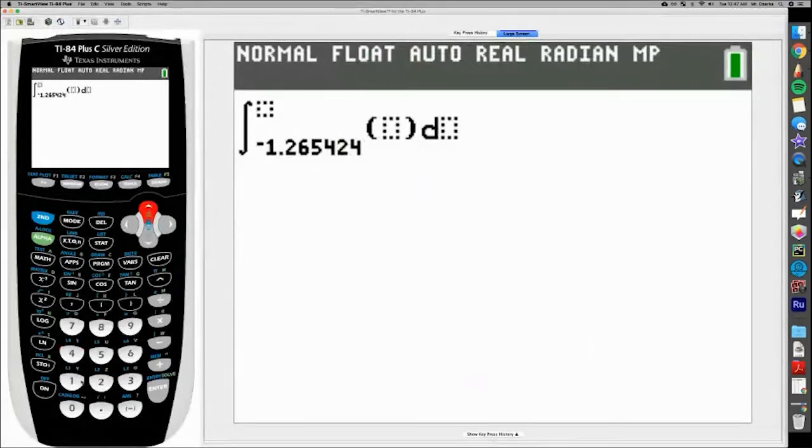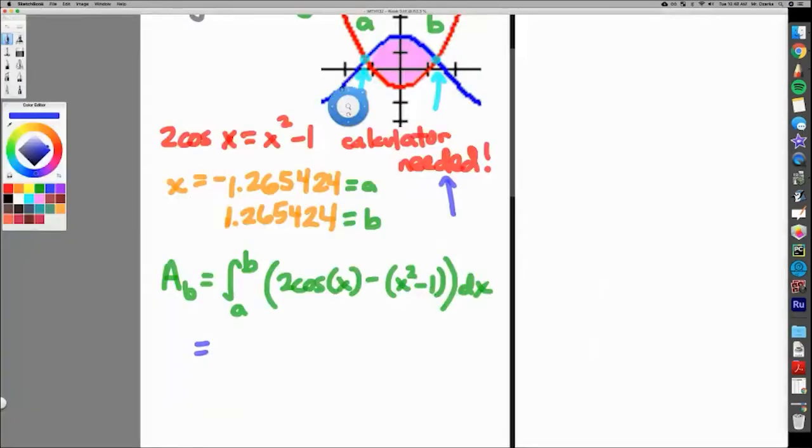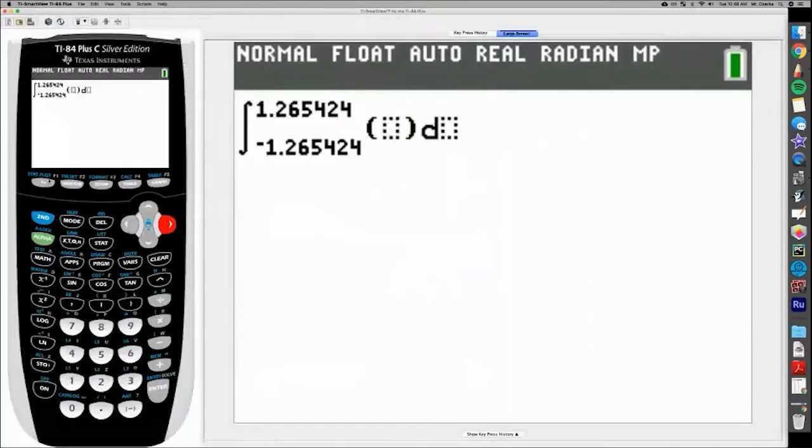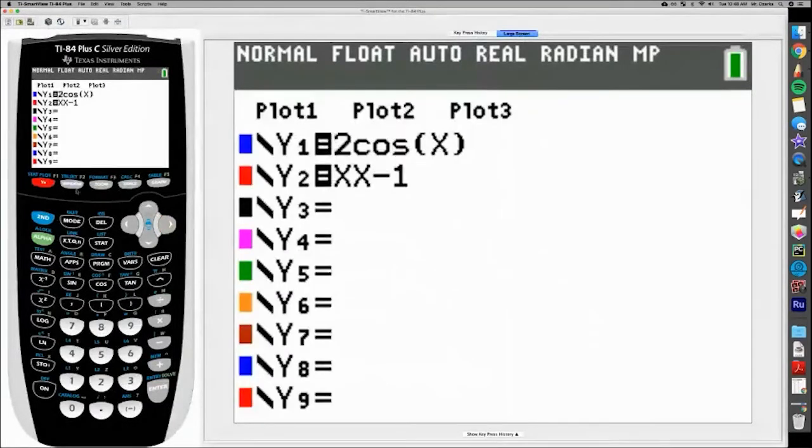Okay, do the same thing up here, only with the positive. Now the one that was on top was the cosine. I believe that was the first one we put in for the y1. Yeah, so that's our y1.